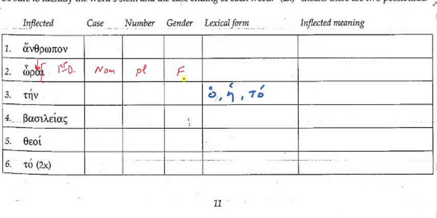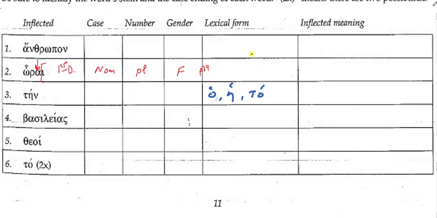Now, I can confirm that, can't I? How would I do that? Go back to your vocab list on page 39 and look at the word hora. So go ahead and do that right now. Look on page 39.